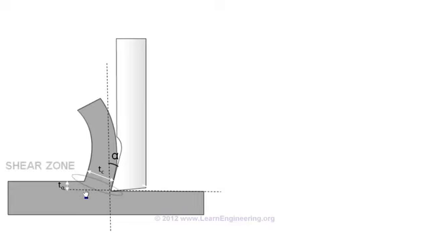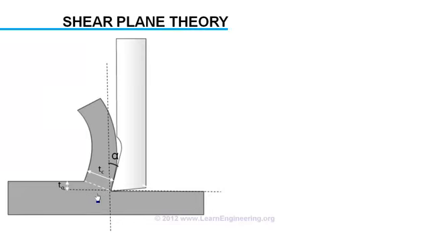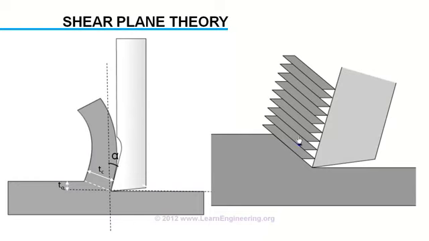But analysis of such a case will be too complex for this lecture. So, we will assume that, instead of a zone, the shearing happens in a single plane. This is known as shear plane theory. According to this theory, material from the uncut region undergoes a sudden shear transformation across this plane. As you can see here, thin layers of material slip across this plane.